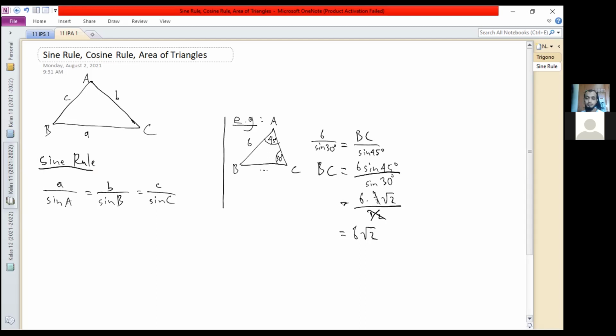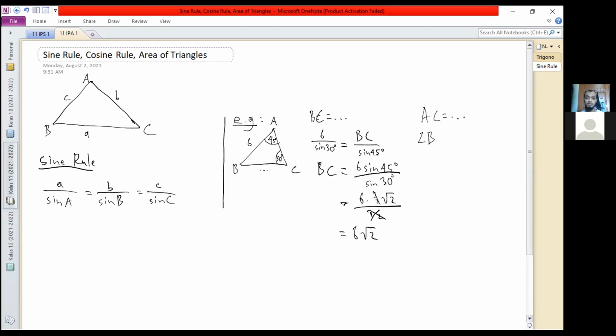Okay, so yeah, we can find the length of AC. If we are to find the length of AC, first we need to find the angle B. Because we know the other angles, then we can find the angle B.